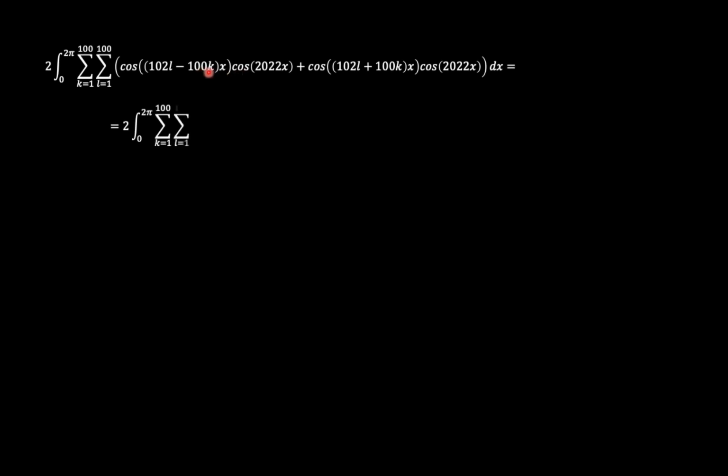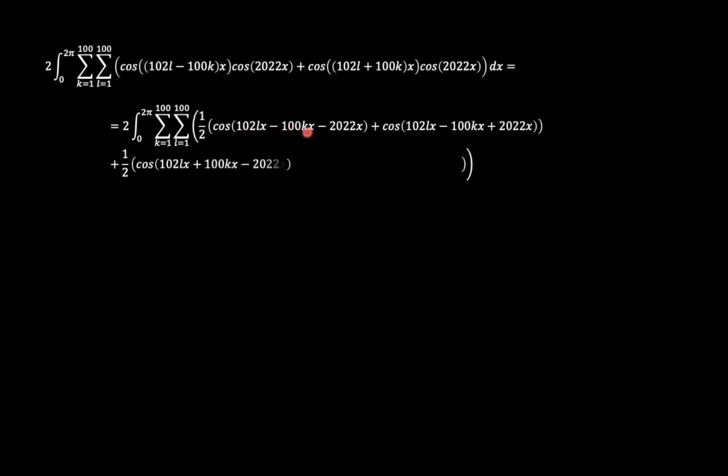The interesting part now is our fourth integral, the one that had been enclosed in yellow. Because now we can try to express this product of cosine functions into the summation. So for example, here, we have the summation of the difference of these two angles and the sum of those two functions. So we have a half times the bracket cosine 102lx minus 100kx minus 2022x plus the cosine of 102lx minus 100kx plus 2022x, plus again a half for the second product here of cosine of 102lx plus 100kx minus 2022x plus cosine of 102lx plus 100kx plus 2022x.